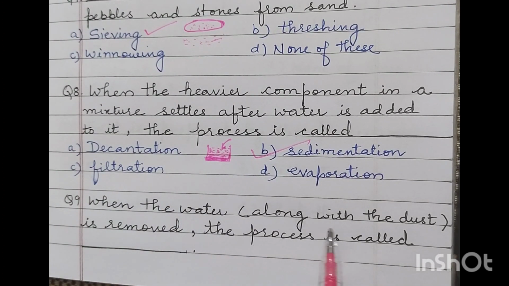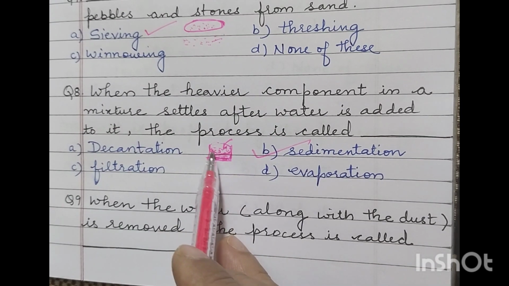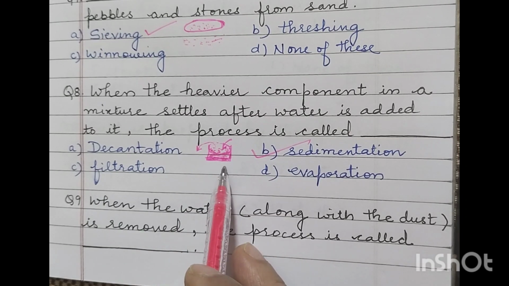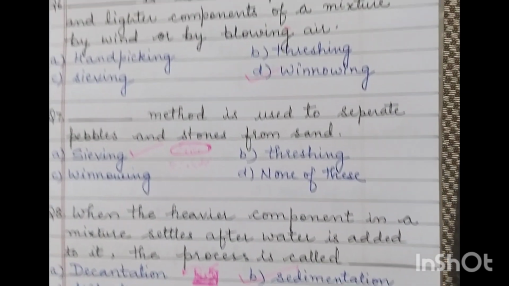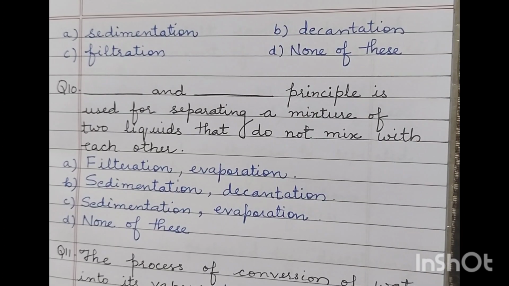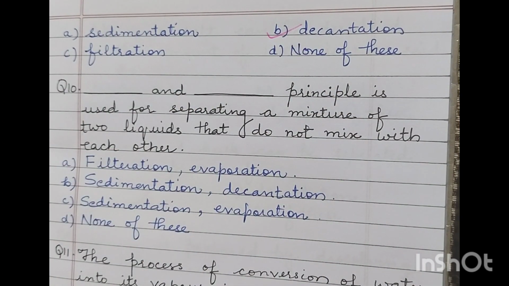Now, next question number 9. When the water along with the dust is removed. Now, this dirty water along with the dust is removed. That removal of this water after the process of sedimentation is known as what? That process is known as decantation. We go for B option.